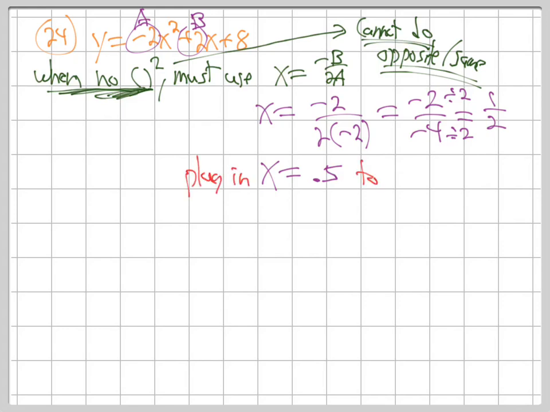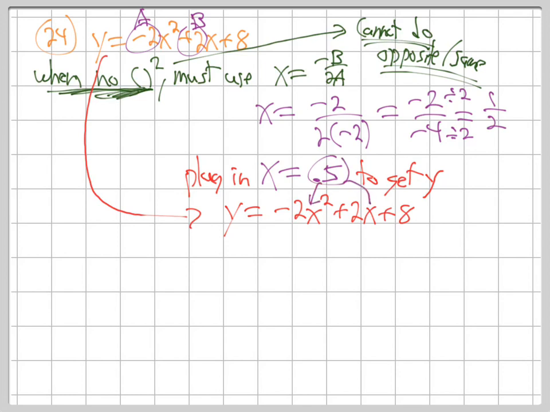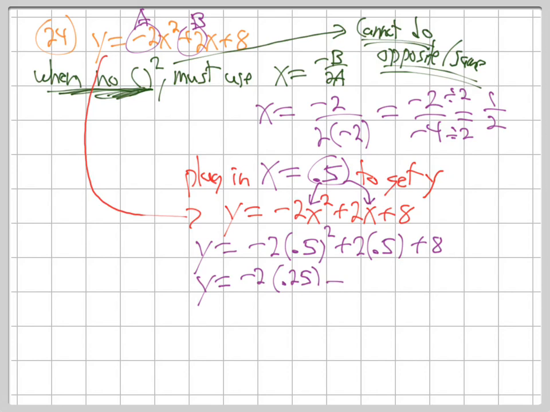Plug in to get Y. Plug into what? To the original equation. Y is -2x squared plus 2x plus 8. Grab that 0.5, plug it in, plug it in. Y is -2 times 0.5 squared plus 2 times 0.5 plus 8. So use your calculator. It'll tell you this is -0.5 plus 1 plus 8. So Y is 8.5.